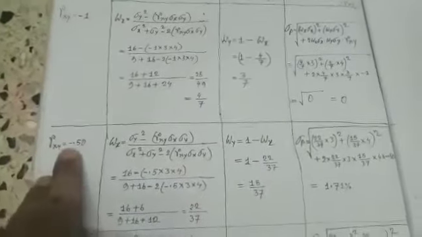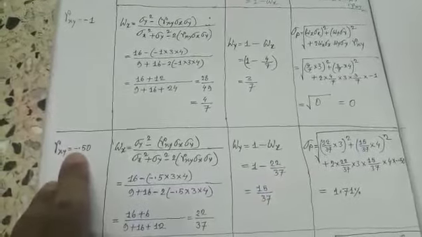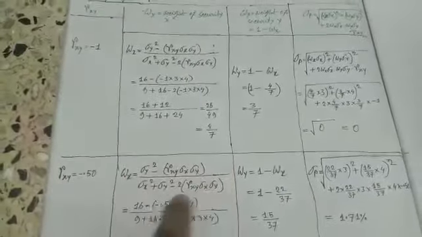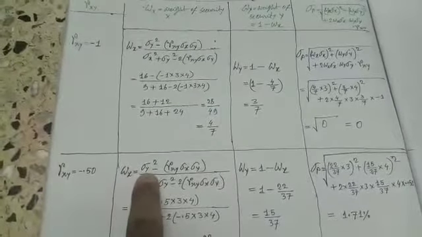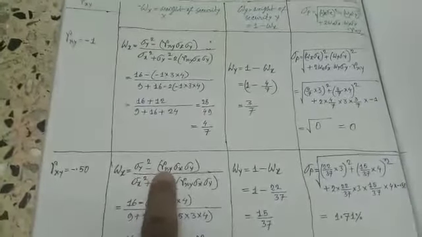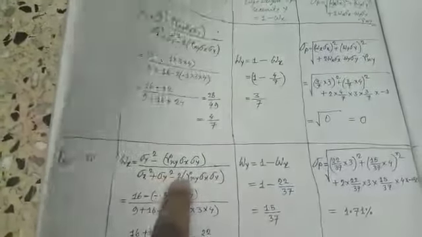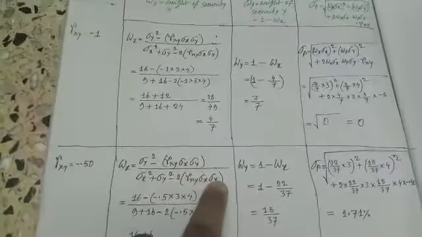Now, where Rxy equal to minus 0.5, then also we can determine the weight of security X by applying this common formula. That means Wx equal to sigma y square minus Rxy into sigma x into sigma y divided by sigma x square plus sigma y square minus 2 into Rxy into sigma x into sigma y.